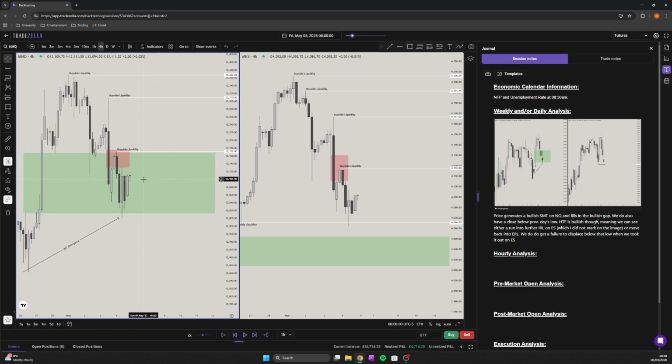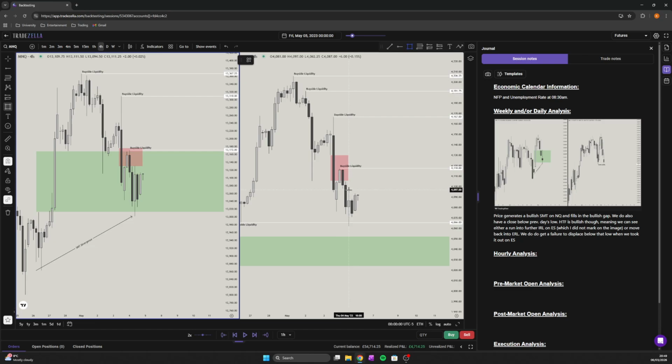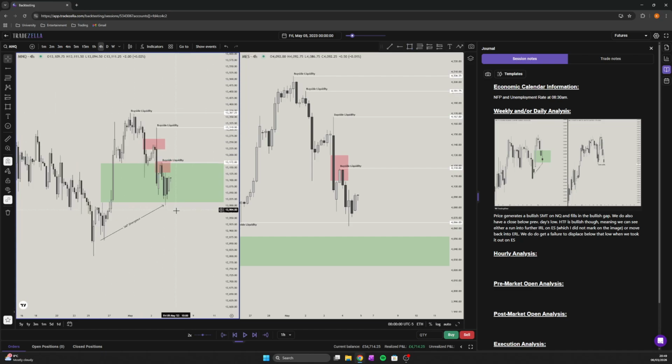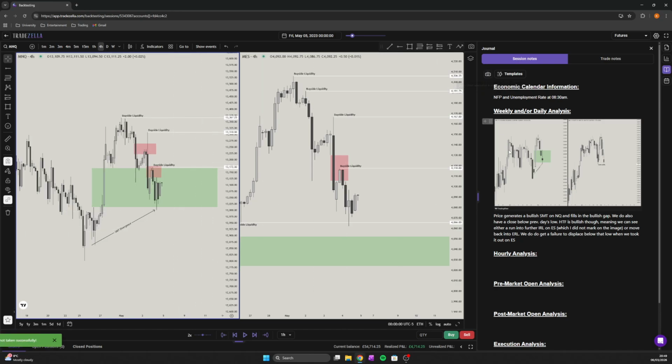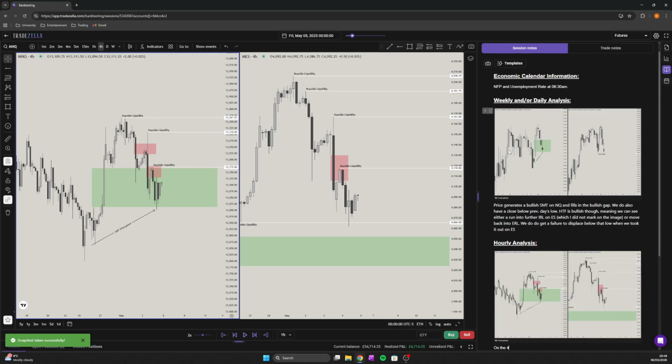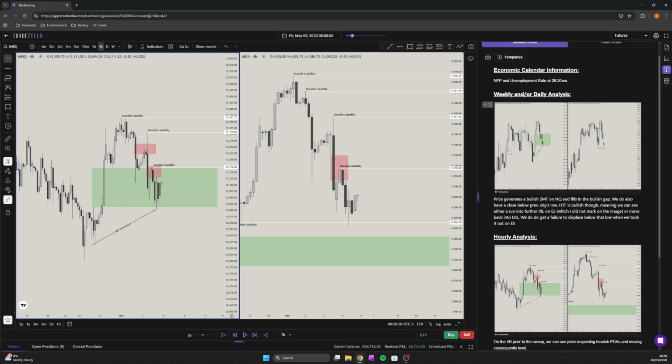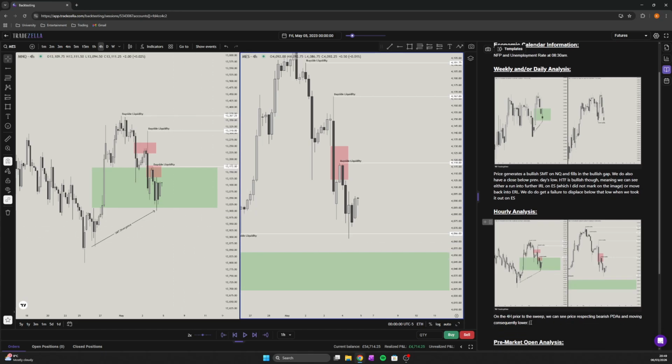So overall, we see price sort of respecting bearish price action. So let's just mark that out. On the 4 hour, prior to the sweep, we can see price respecting bearish PDAs and moving consequently lower. What else? We are sort of staying within the bullish NQ daily gap.